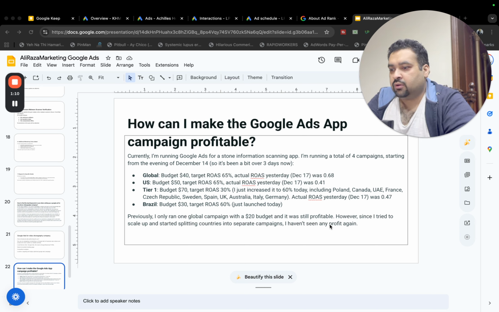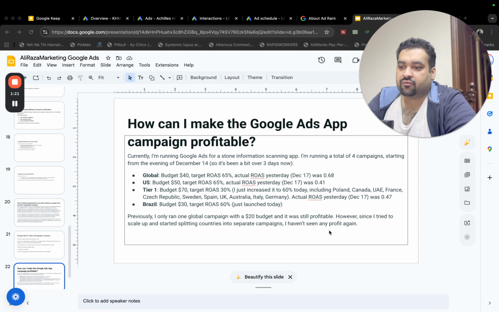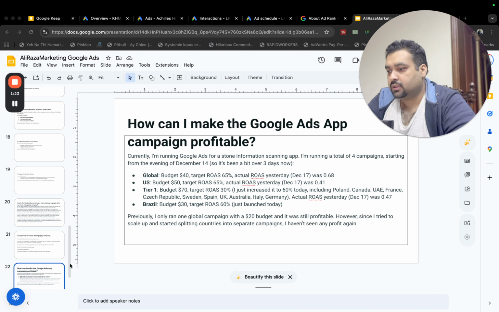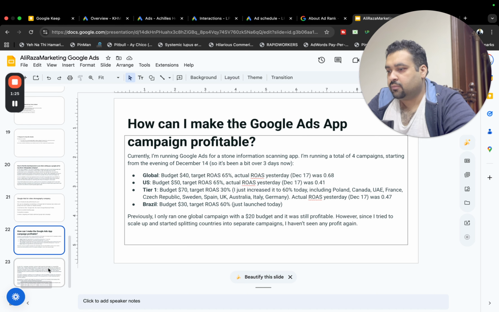And Brazil: budget $30, target ROAS 60%, just launched today. Previously, I only ran one global campaign with a $20 budget and it was still profitable. However, since I tried to scale up and started splitting into separate campaigns, I have not seen any profitable gain. Okay, so you still have more questions.